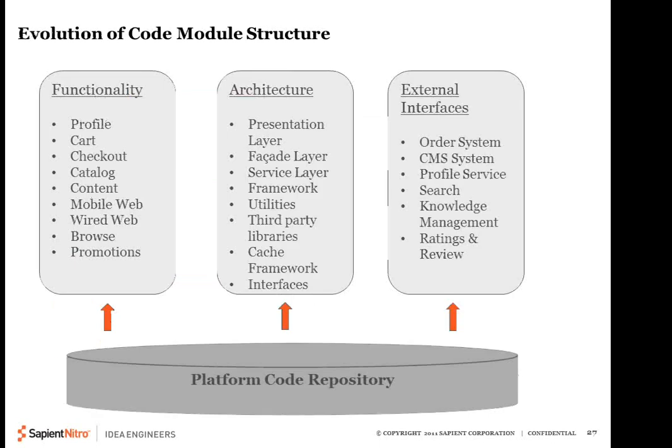The code module structure depends on a lot of factors, and mainly on the following three. One is definitely the functionality. You create your modules based on profile, cart, checkout, catalog, content, mobile web, wide web, browse, promotion. These are the functionality in a typical commerce application. Of course, this can vary, and you might have ratings and reviews, or third-party integrations. That is the functionality lane. If you look at the architecture lane, you have a presentation layer, a facade layer, and all the layers and interfaces.